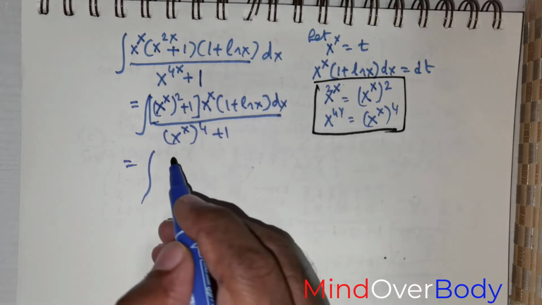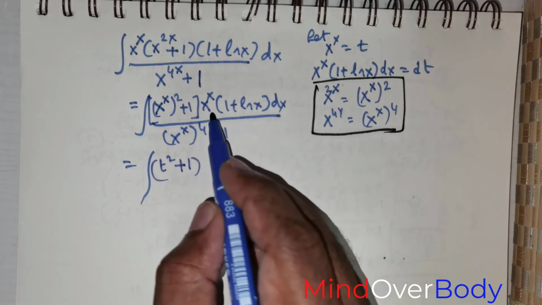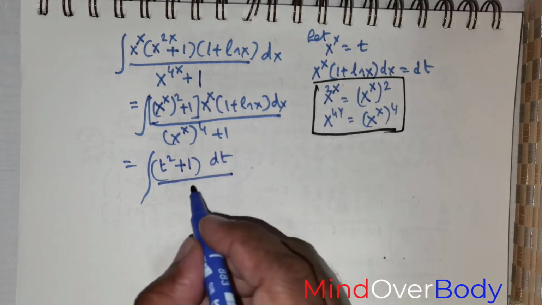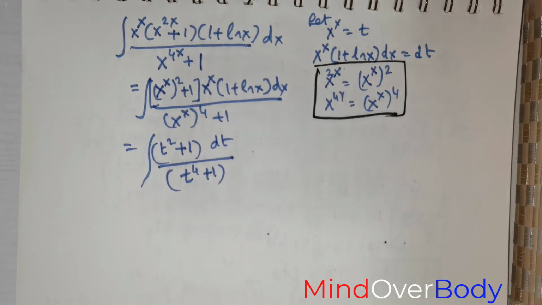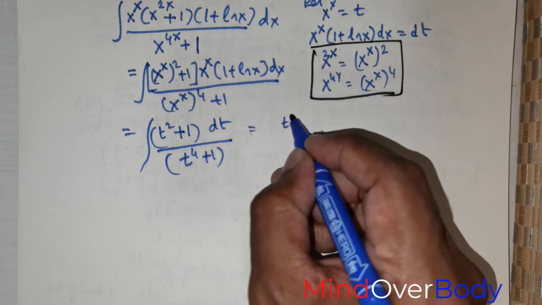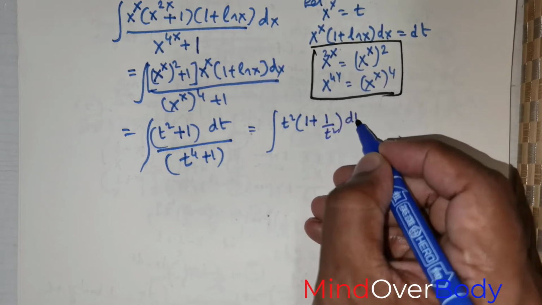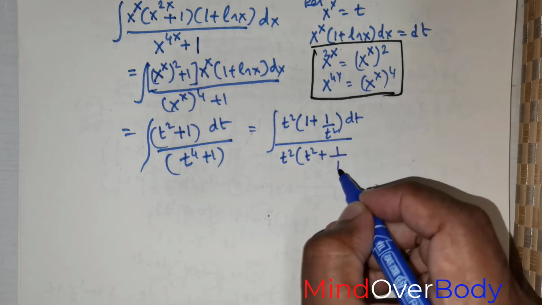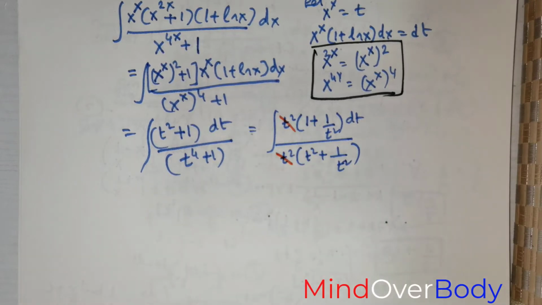So upon substitution, x^x is t, so this is t^2 + 1, x^x times (1 + ln x) dx is going to be dt, divided by x^x, this is going to be t^4 + 1. Now this is the type which I have just mentioned to you in the previous problem. So what we need to do is we need to take t^2 out. So this is going to be (1 + 1/t^2) dt divided by, I'm taking t^2 out, so this is going to be t^2 + 1/t^2. So clearly the t^2 that you see here can be cancelled.